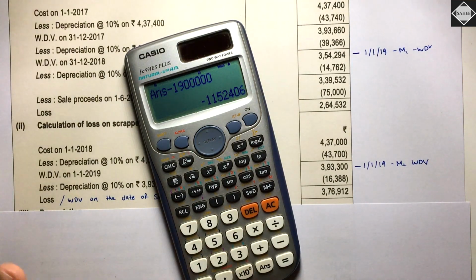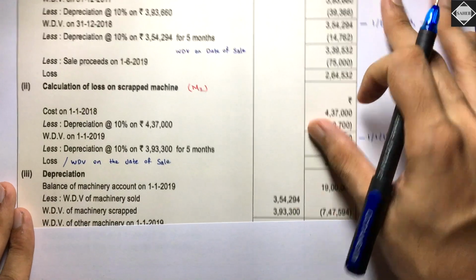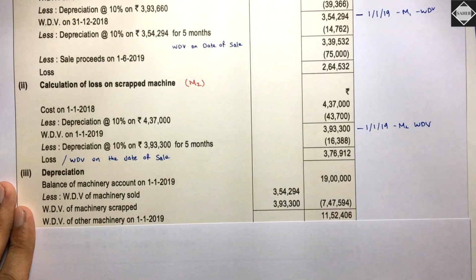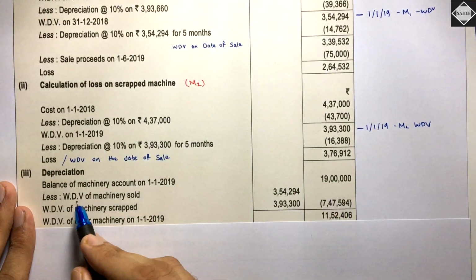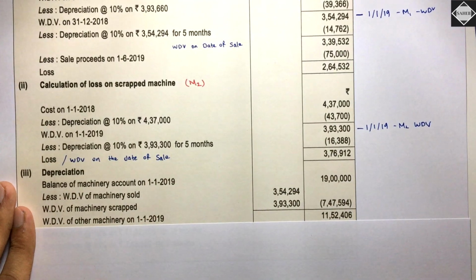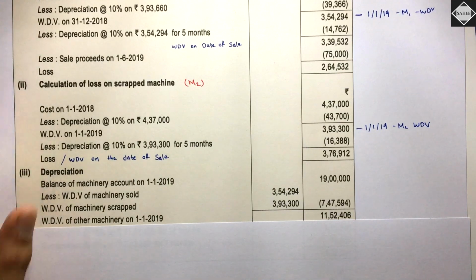Shall we do that in the calculator? Okay, let's do that. But let me just show you the calculation over here first. Balance of machinery account on 1st January 2019, that was 19 lakh. We know that. And then what did they do? They did the same thing. They took the WDV of the machinery which we have sold. Let me just mark that, because people will be confused.